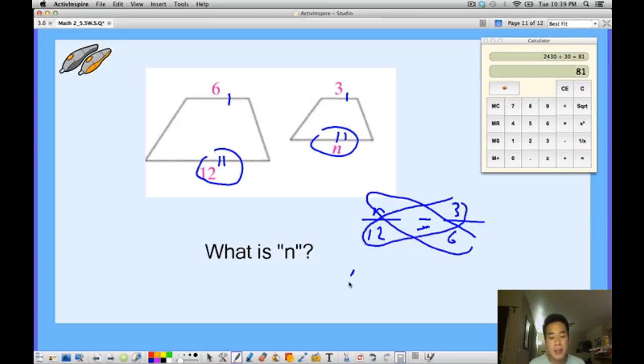I know that n times 6 is 6n. I know that 3 times 12 is 36. Divide both sides by 6. This becomes n is equal to 6. So the missing side is 6.